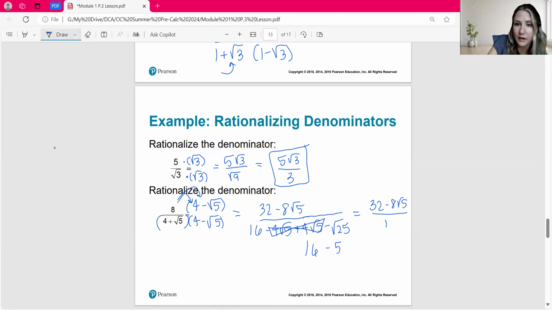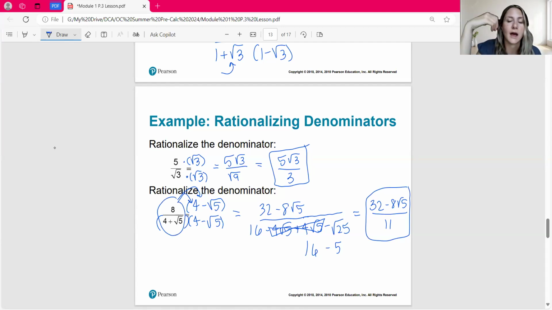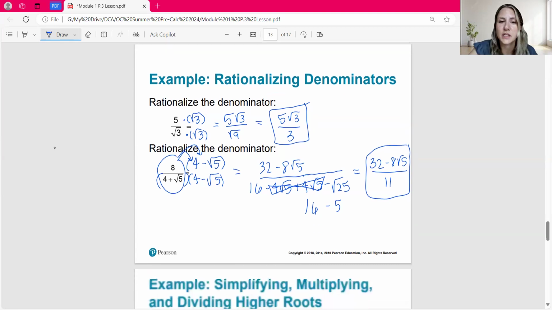And that's a way better expression, way better final answer than this, because I don't have a radical in my denominator anymore. Okay. Couple more topics today.